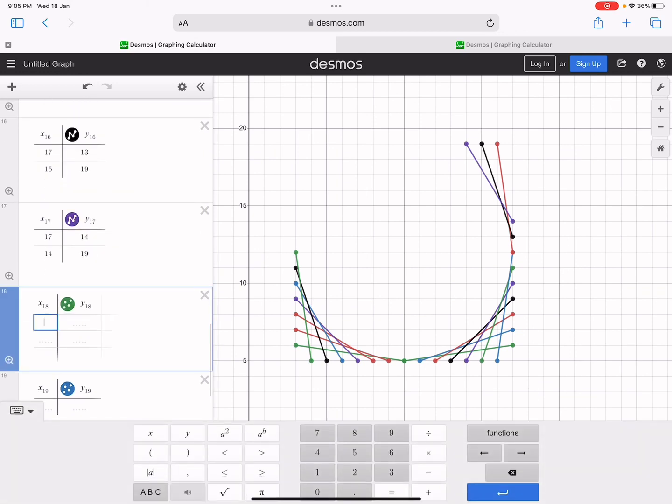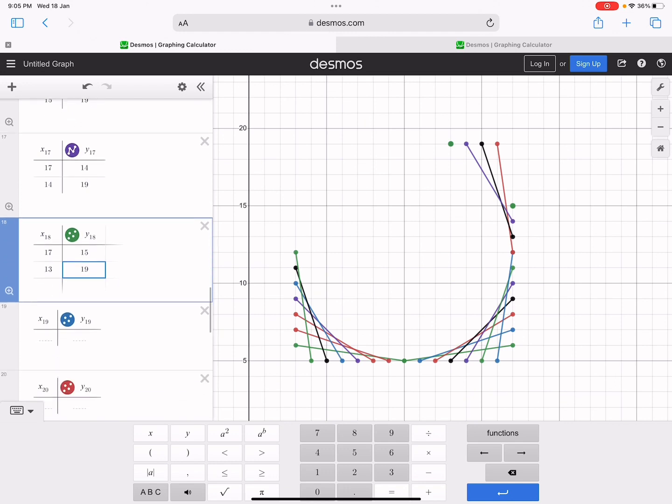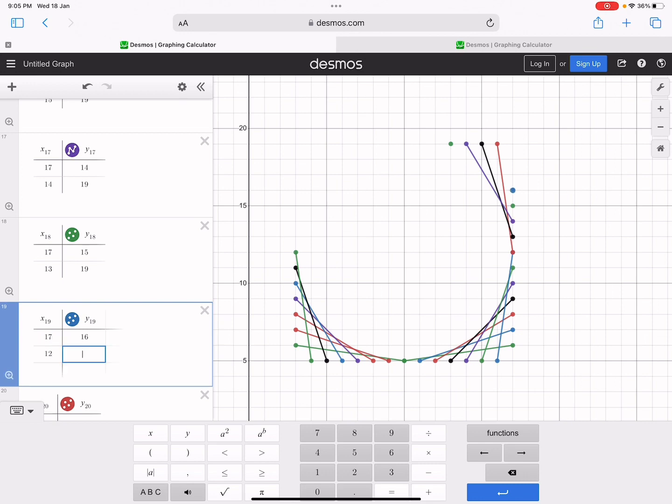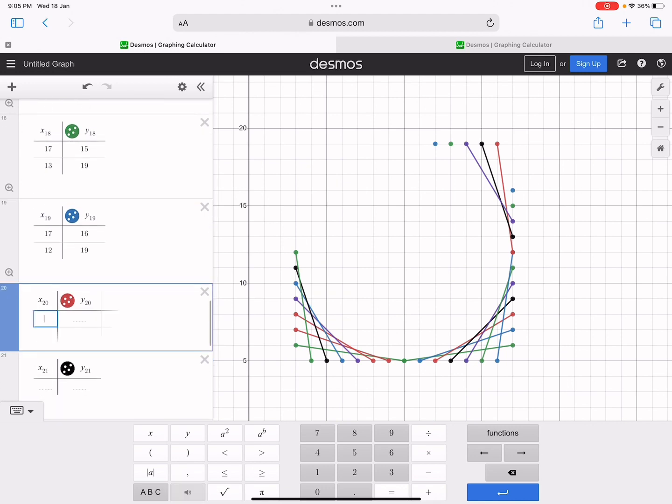And then we can continue. 17 stays the same, and we increase the y coordinate but decrease the x coordinate, and 19 stays the same. So now it becomes 16, 17 stays the same, 12, and 19 stays the same.